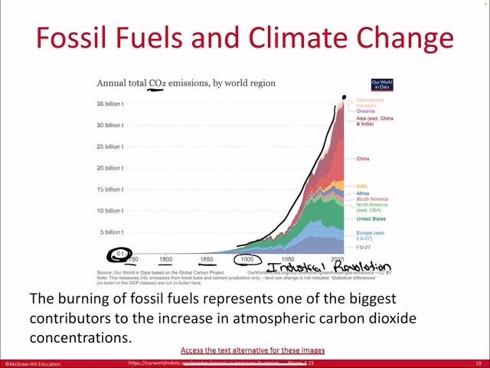It doesn't all stay there. Some of it gets absorbed by plants, but there is extra. And the atmosphere, of course, is getting thicker with carbon dioxide. And that's it for this chapter.